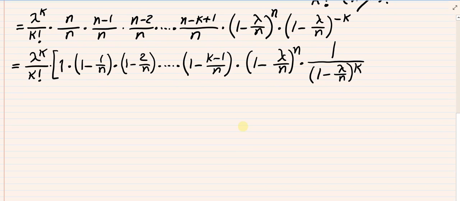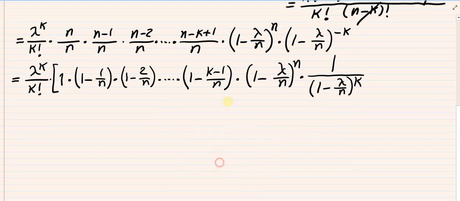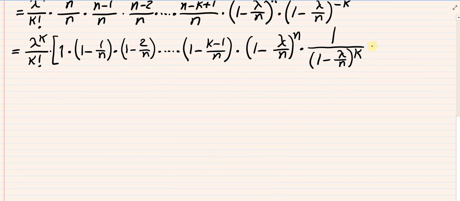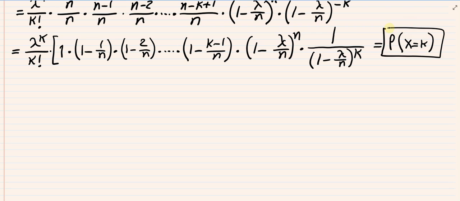Now, let's do the following next. Next, we're going to take the limit of this expression. So let's see. Let's take the limit of this. I'm going to just call this the probability distribution of x equal k. Okay, that's what the probability is. Now I'm going to take the limit of this expression.